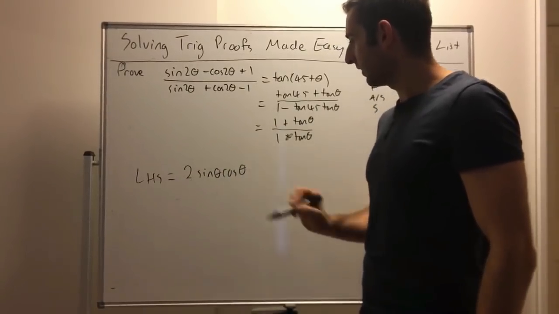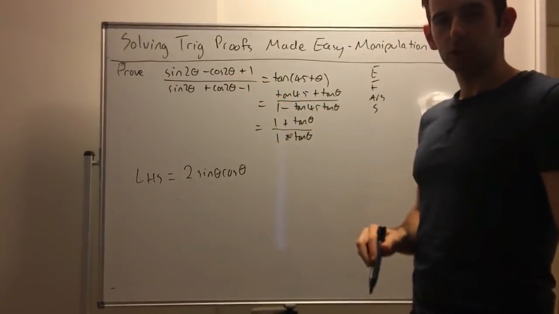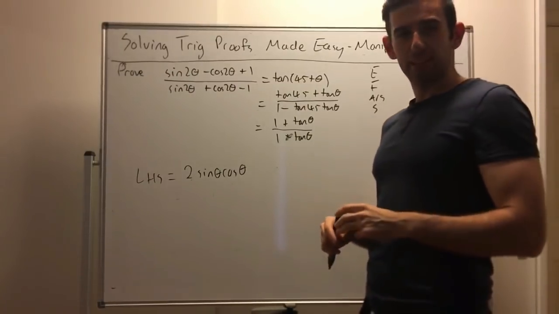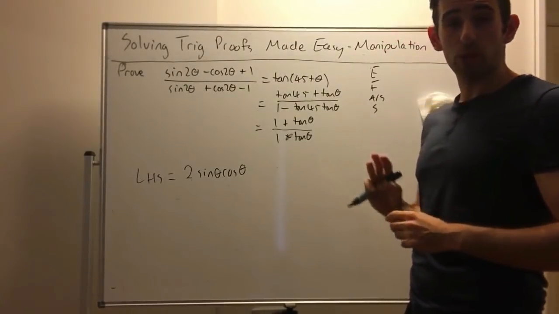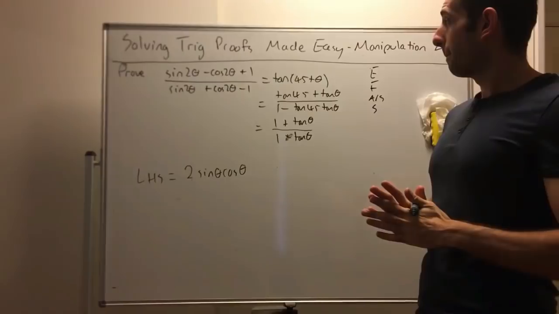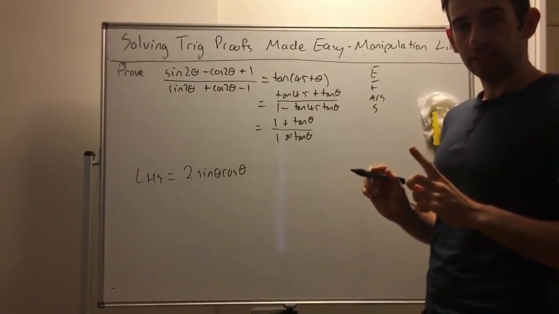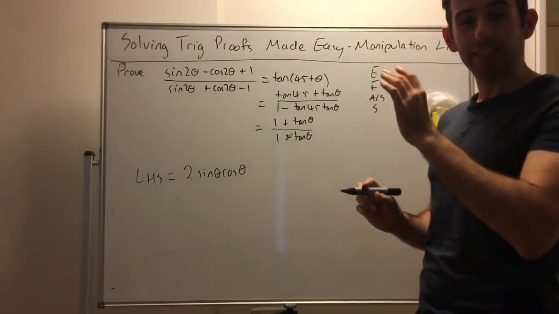2 sine theta cos theta, minus 2 cos 2 theta. Now this is an annoying one because cos 2 theta has 3 different options. Right? But the trick with cos 2 theta is to pick the one that makes your life easier.